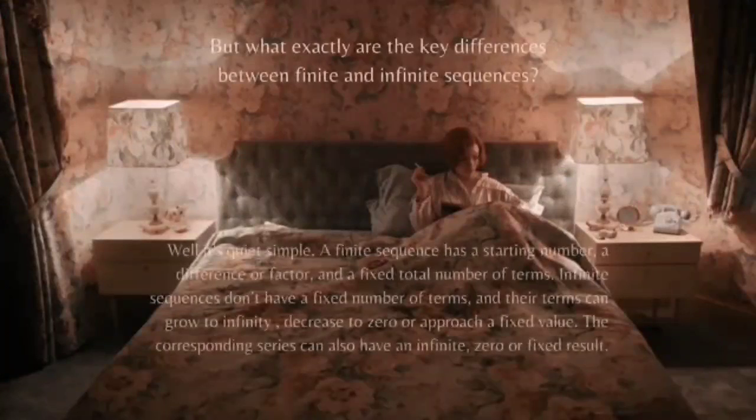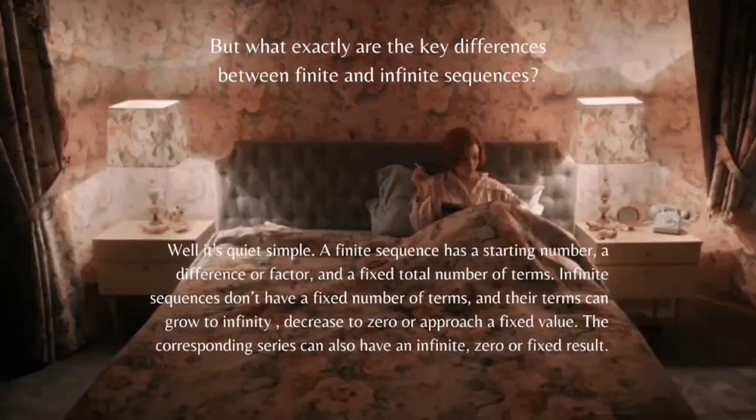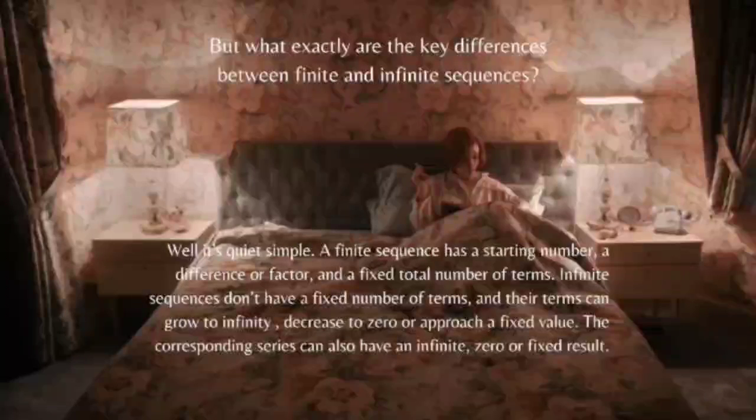10,235. But what exactly are the key differences between finite and infinite sequences? Well, it's quite simple. A finite sequence has a starting number, a difference or factor, and a fixed total number of terms. Infinite sequences don't have a fixed number of terms, and their terms can grow to infinity, decrease to zero, or approach a fixed value. The corresponding series can also have an infinite, zero, or fixed result.